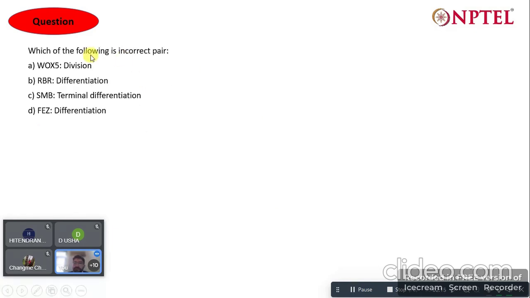So, which of the following is an incorrect pair? VOX5 is to division, RBR is to differentiation, SMB is to terminal differentiation, and FES is to differentiation. So, can anybody take a guess? SMB terminal differentiation. Okay, any more guesses?